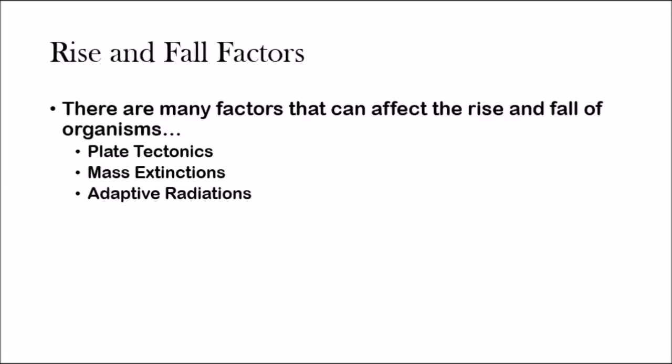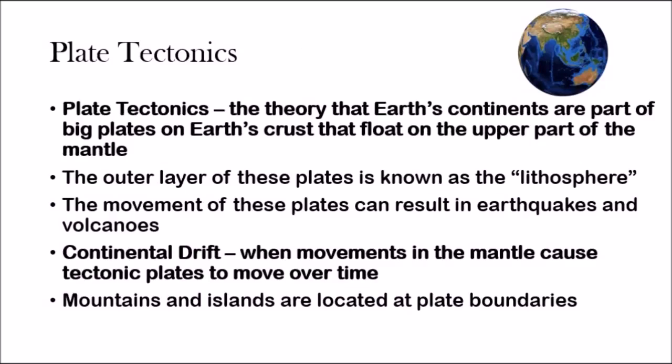Let's first talk about plate tectonics. Now, we probably heard about plate tectonics in middle school, but let's go ahead and review them. Plate tectonics is the theory that Earth's continents are part of these big plates on the Earth's crust that float on the upper part of the mantle. The mantle, you can think of it as the molten lava that's underneath the Earth's crust. Earth's crust is just the land. The outer layer of these plates is known as the lithosphere. So it's the lithosphere, and underneath that is the mantle.